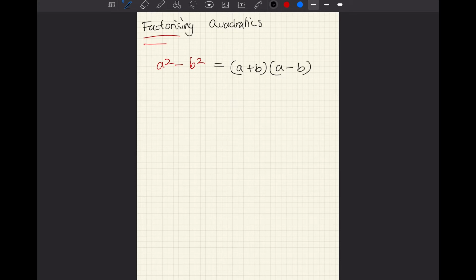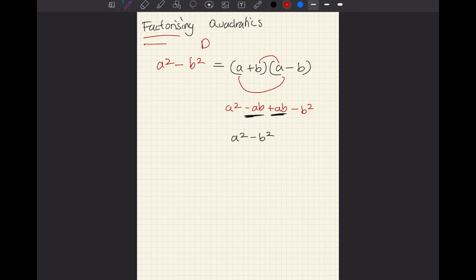a minus b. Now, if we want to prove that this works, we can go a times a, which is a squared, a times minus b, which is minus ab, a plus b, so plus ab, and then minus b squared. Now you might notice that minus ab and plus ab cancel each other out. So we're left with a squared minus b squared. So that's quite a neat factorization trick.